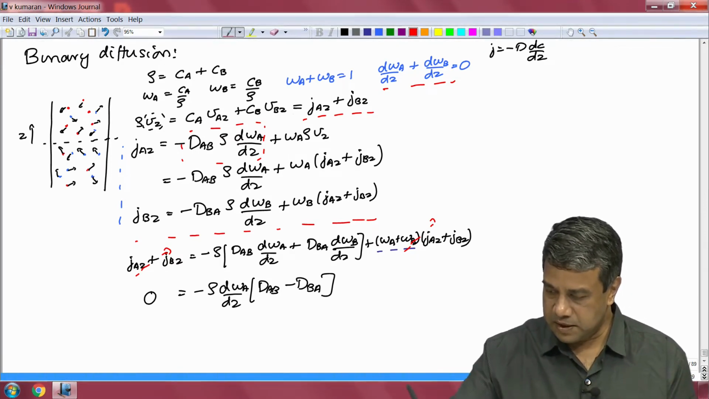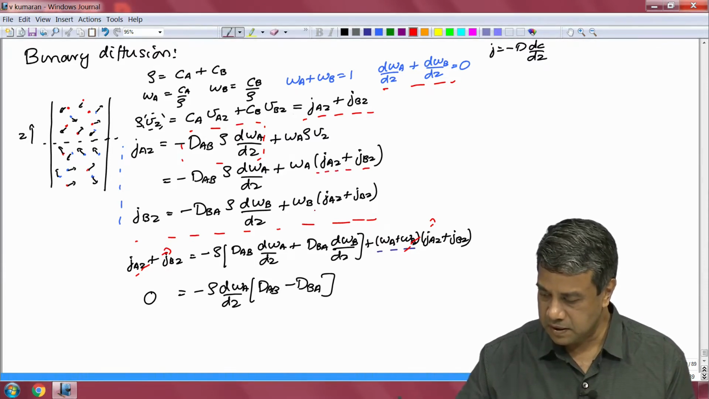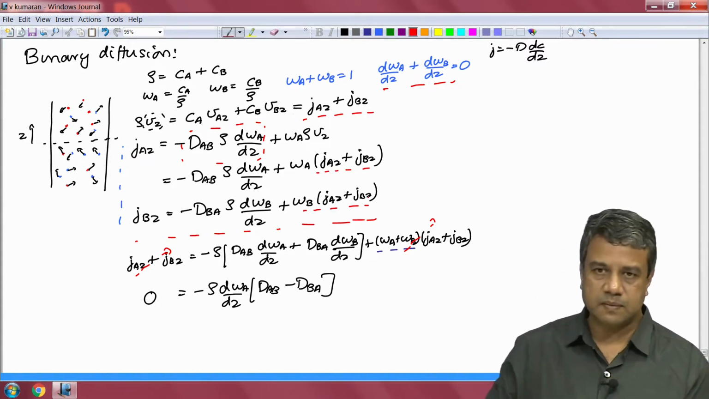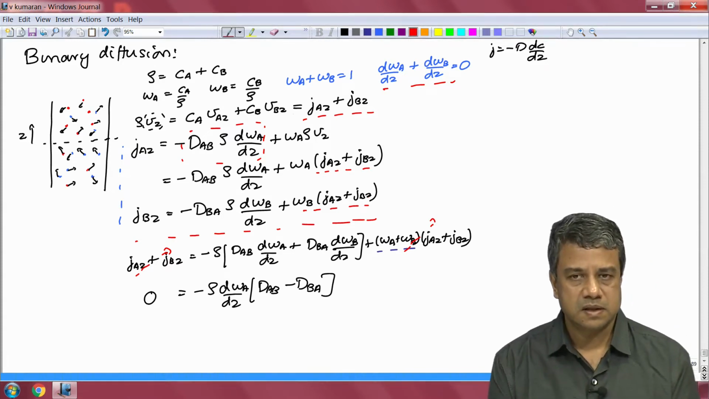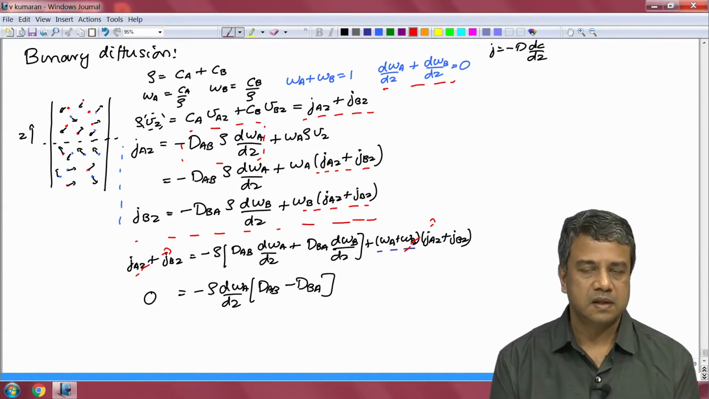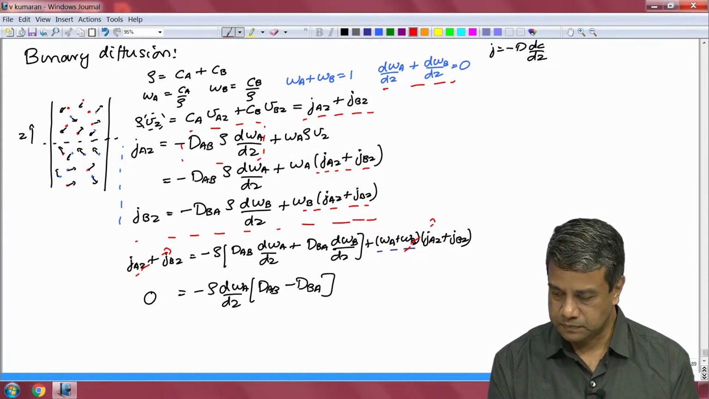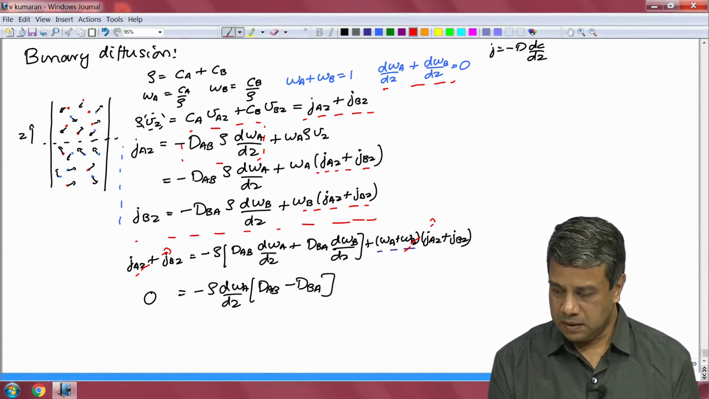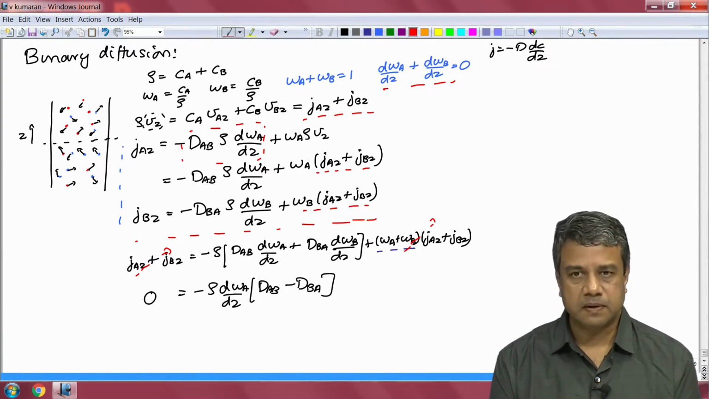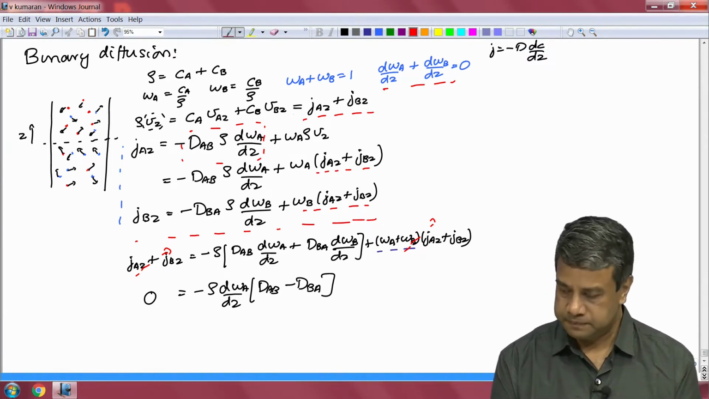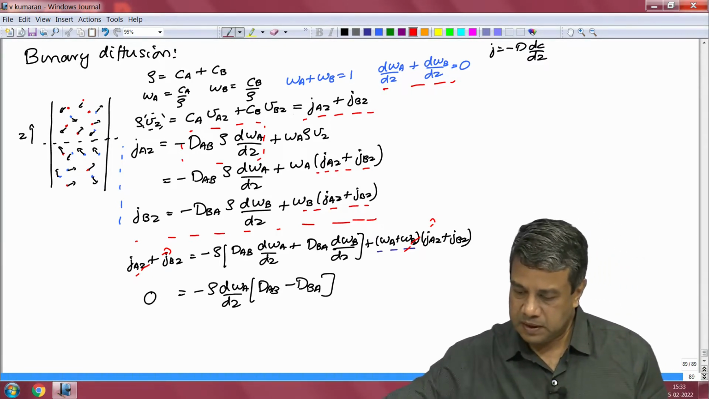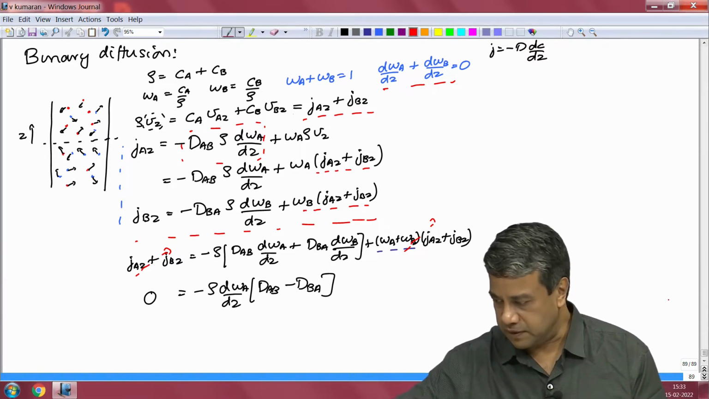Now, to proceed further, if we want to solve these equations, we need to know something about how the sum of these two fluxes behaves. We need some further information about the sum of these two fluxes. That of course depends upon the problem at hand, and I will illustrate that with an example shortly. But let me just go on to defining the mole average velocities.